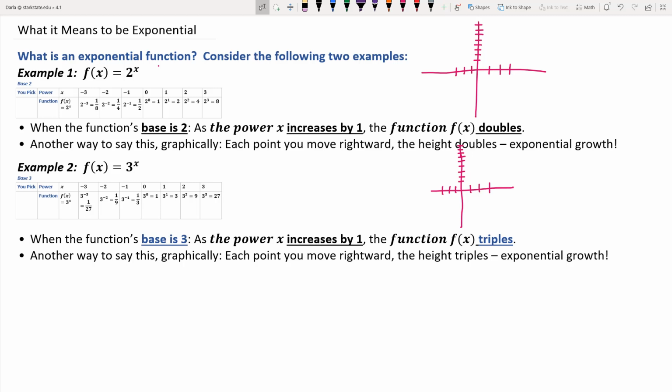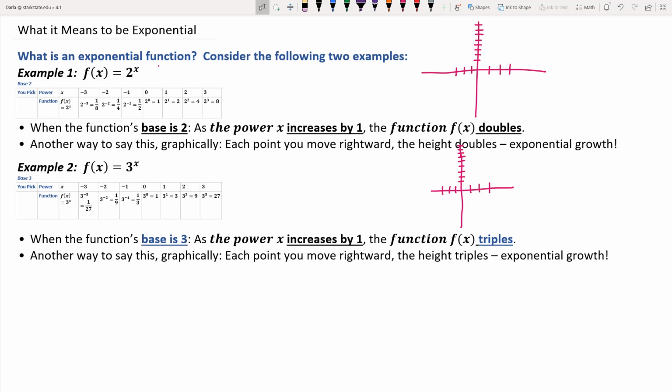The focus of this lesson is to talk about what it means to be an exponential function. So we're going to look at two functions here, f of x equals 2 to the x and f of x equals 3 to the x. And what I want you to notice about both is they both have a base. So in the first the base is 2, and in the second the base is 3, and they're raised to a variable power. When you raise to a variable power, that's when we're talking about exponential functions.